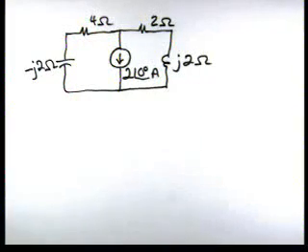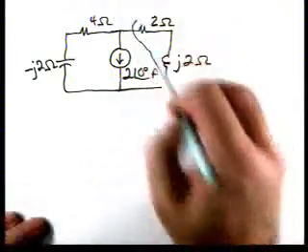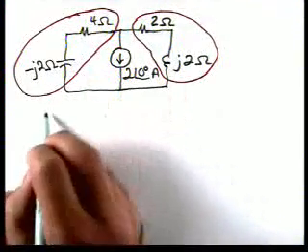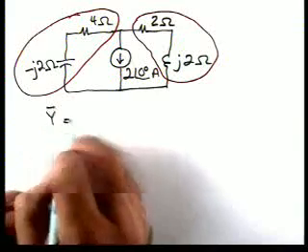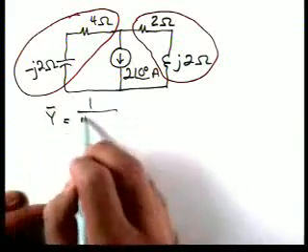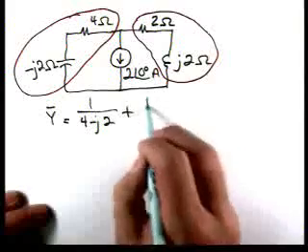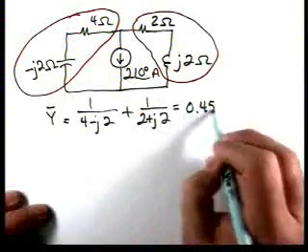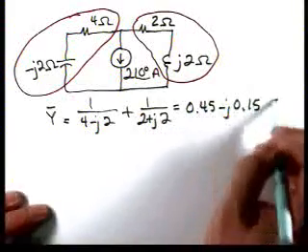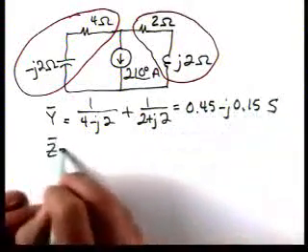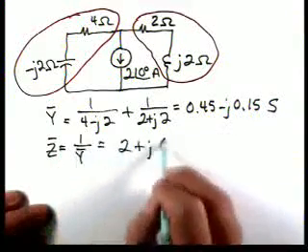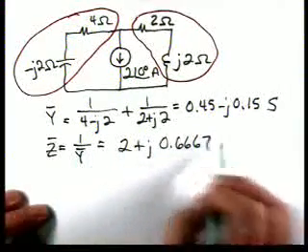Now again, we've got two impedances in parallel, and I'm also going to call that Y. Let's combine those in parallel. So we have 1 over 4 minus j2 plus 1 over 2 plus j2, which is 0.45 minus j0.15. Now the equivalent impedance to that admittance we find by taking the reciprocal, so we have 2 plus j0.667 ohms.